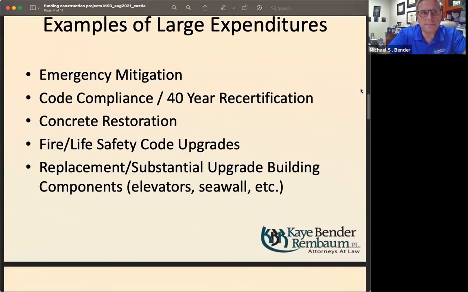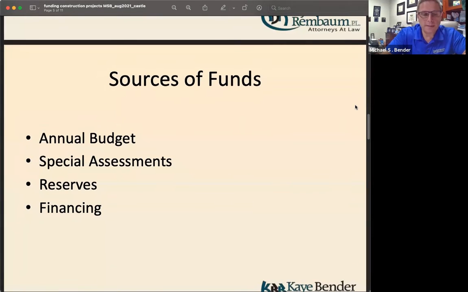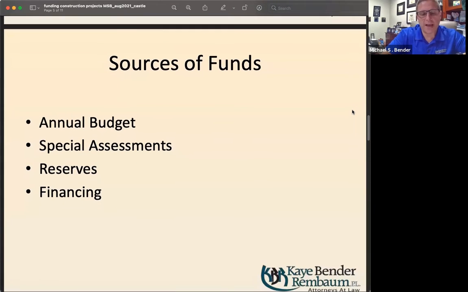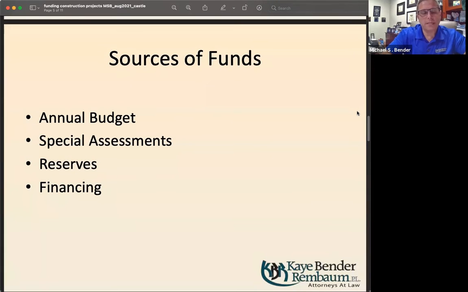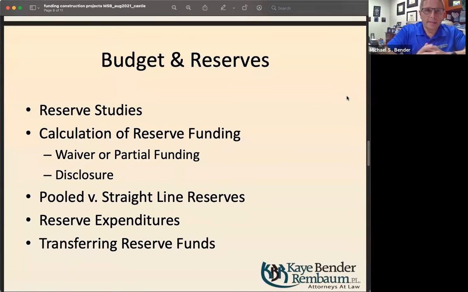So let's go to the next slide. We'll talk about sources of funds generally: annual budget and special assessments, reserves, and financing. That sort of breaks the program up. I'm going to first talk about budget and reserves. Okay. So, budget and reserves.